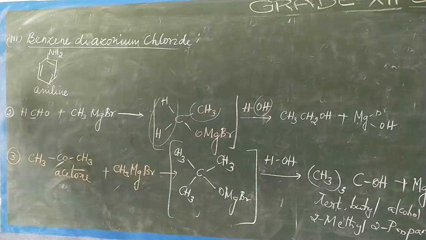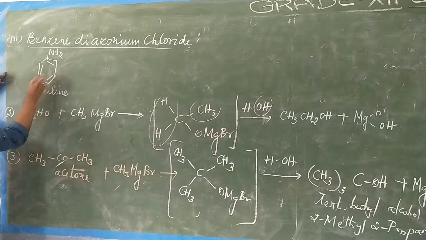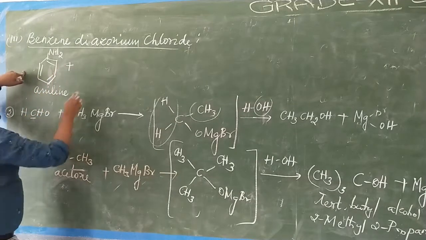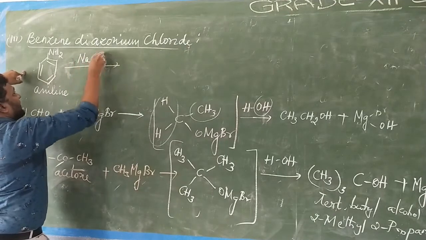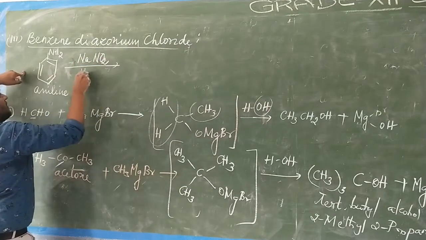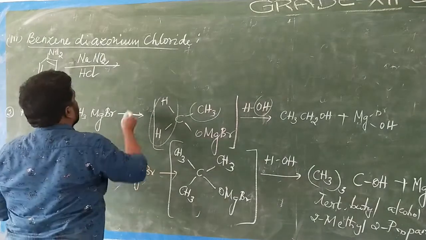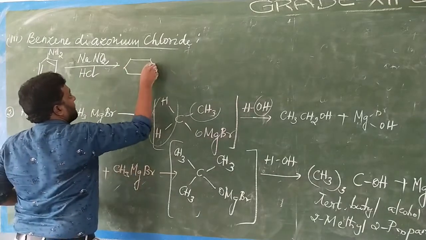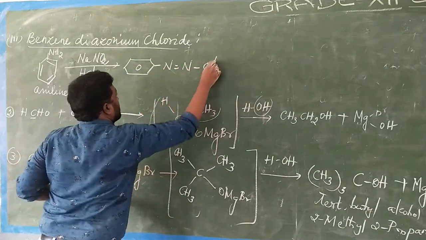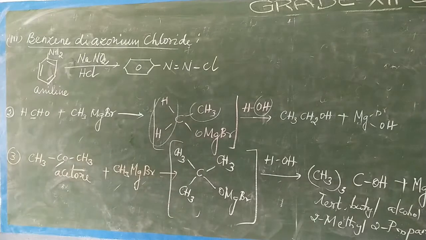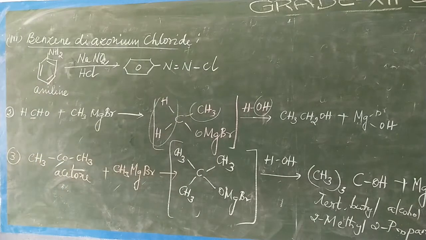Aniline. Now this aniline on treatment with sodium nitrite with diluted hydrochloric acid gives rise to the formation of benzene diazonium chloride. Okay, so it gives rise to the formation of benzene diazonium chloride.